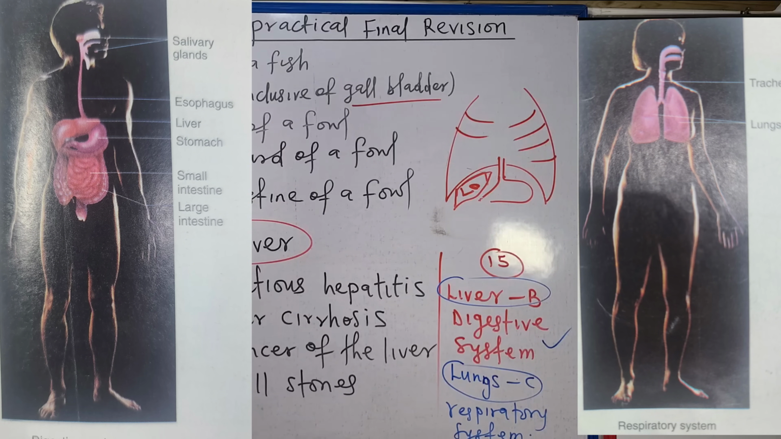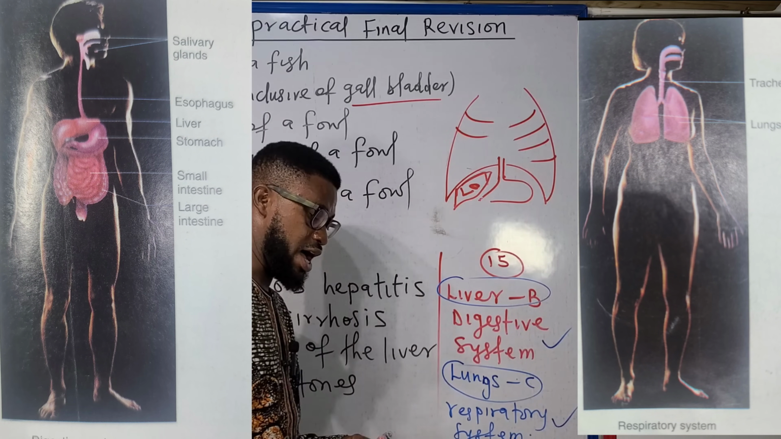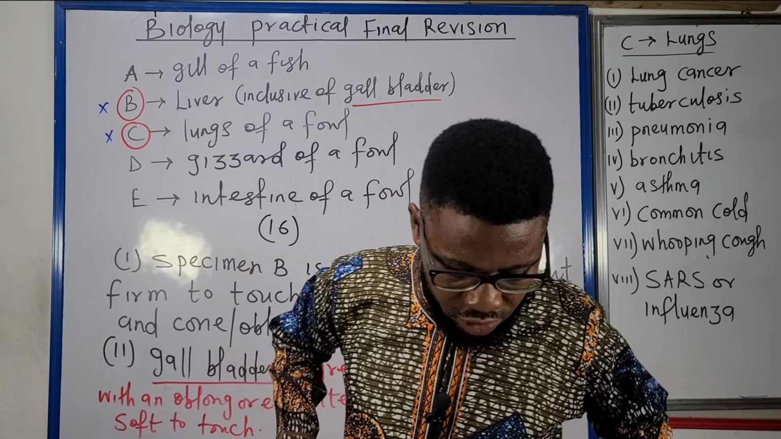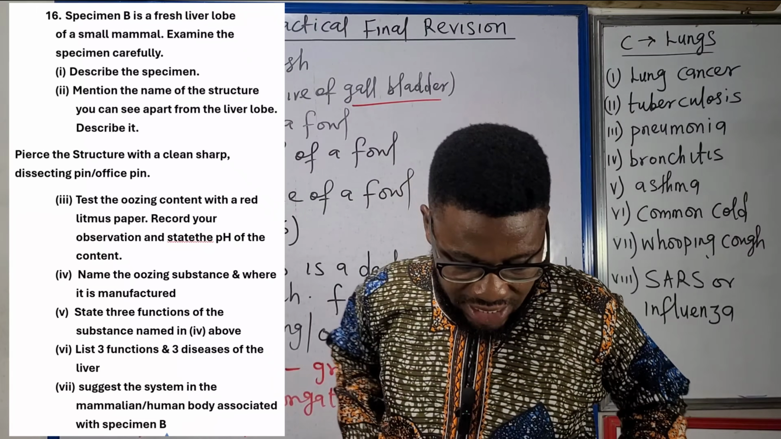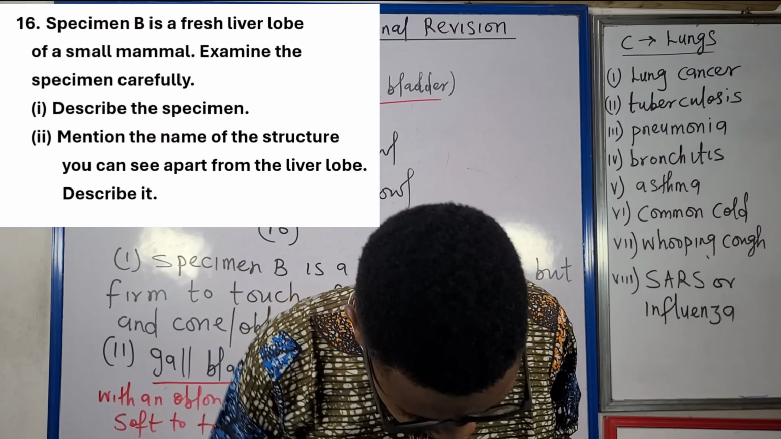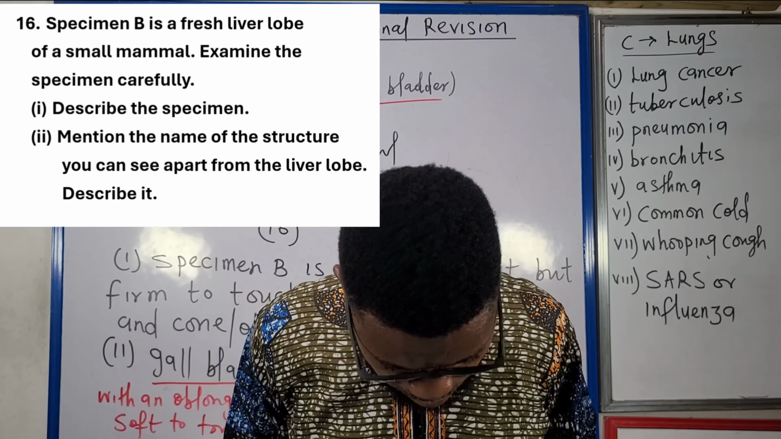And when you talk about the lungs, that talks about the respiratory system. Moving on to question 16. Of course, as you can see on your screen, question 16 says specimen B is a fresh liver lobe of a small mammal.